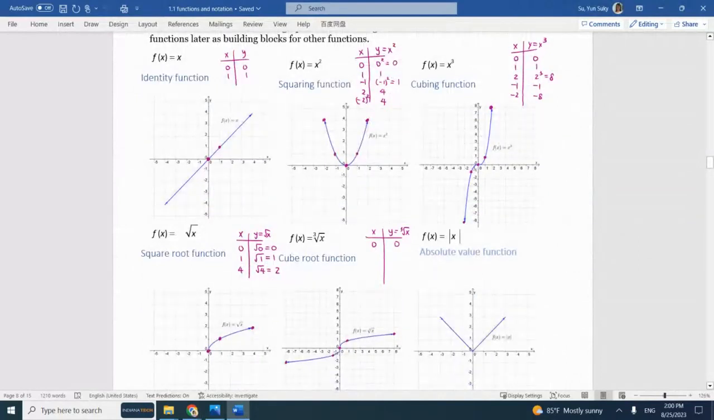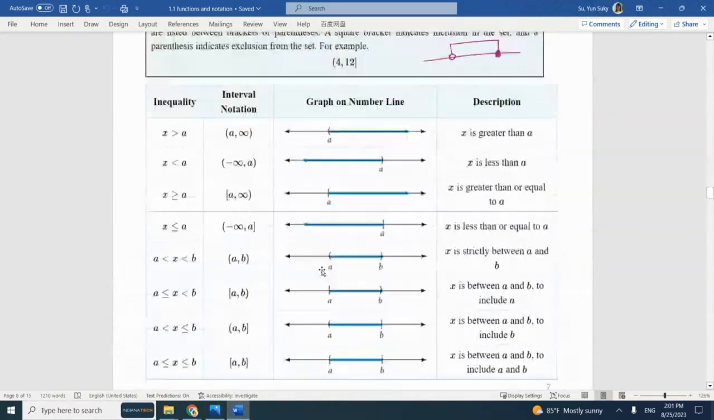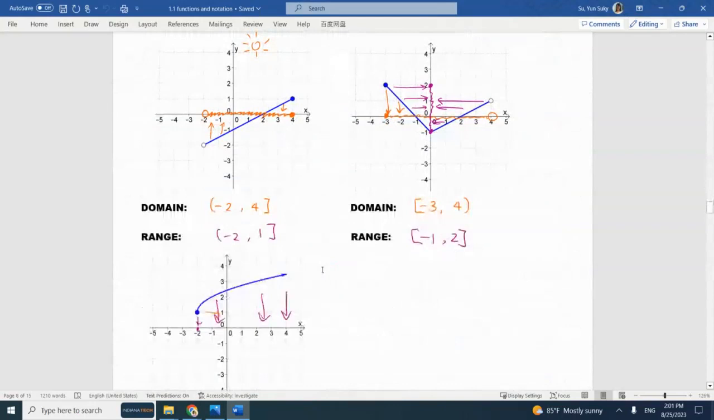Line. Parabola. Cubic function. Square root. Cube root. Absolute value. And reciprocal, right? Okay, good. And then last time we also talked about the domain and range.